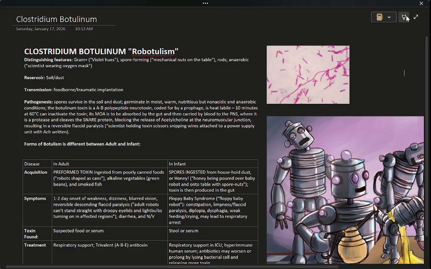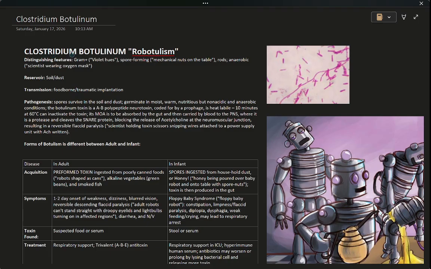In this video, we're going to be talking about the Clostridium botulinum bacteria. We're going to be using a Sketchy image to learn more about this bacteria, and the title of the image is Botulism.